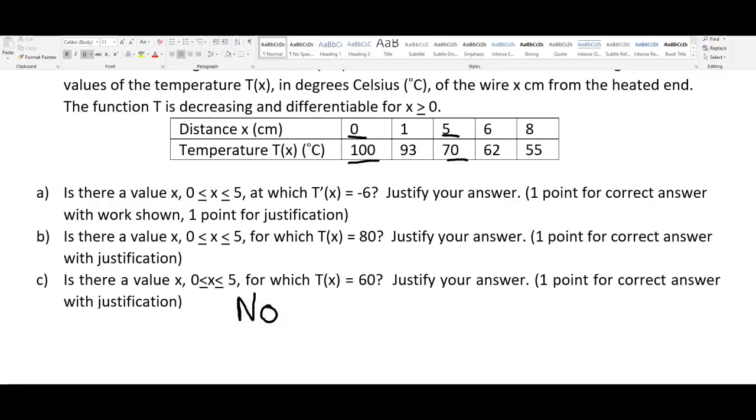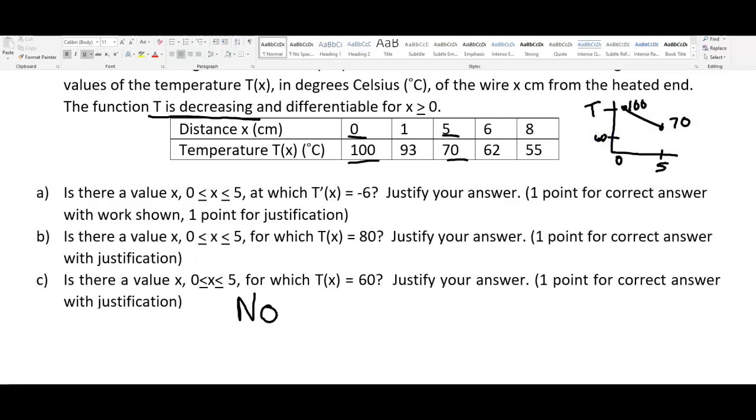And here's why. Because if I'm going from 100 at x equals 0, and then 5 centimeters later I am at 70, and the problem tells me that T is decreasing only, then it never made it to 60. 60 would be below that 70, right? So it absolutely could not have equaled 60.